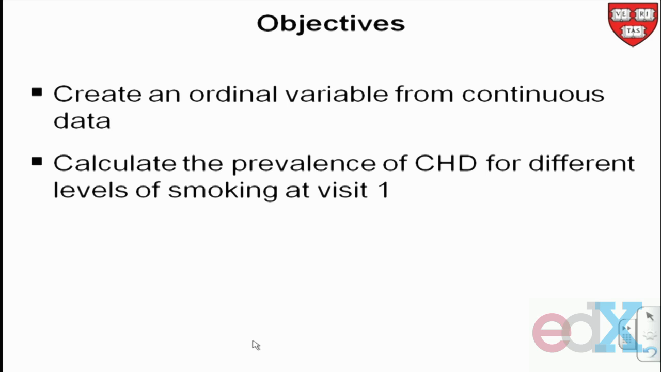Everyone. In lecture we discussed the fact that sometimes we have a continuous variable and it's more intuitive for us to show our results using an ordinal variable with categories of that continuous data. What we're going to do here is create a categorical variable for number of packs per day instead of number of cigarettes per day. And we're going to use that new variable to calculate the prevalence of coronary heart disease for different levels of smoking at visit 1.